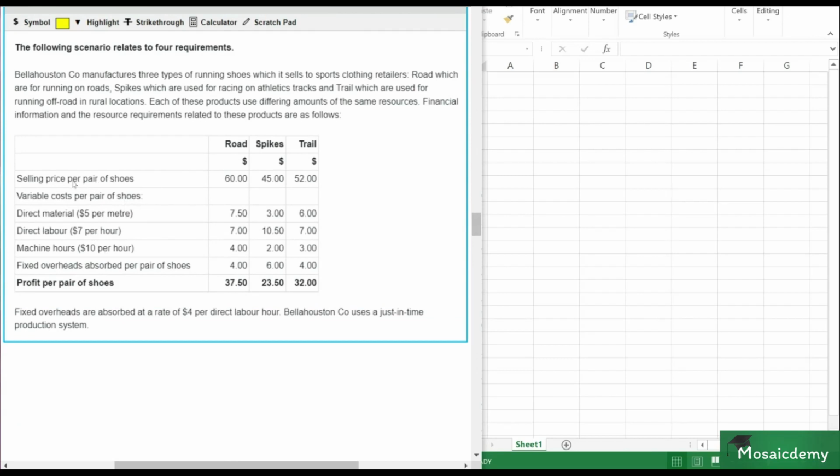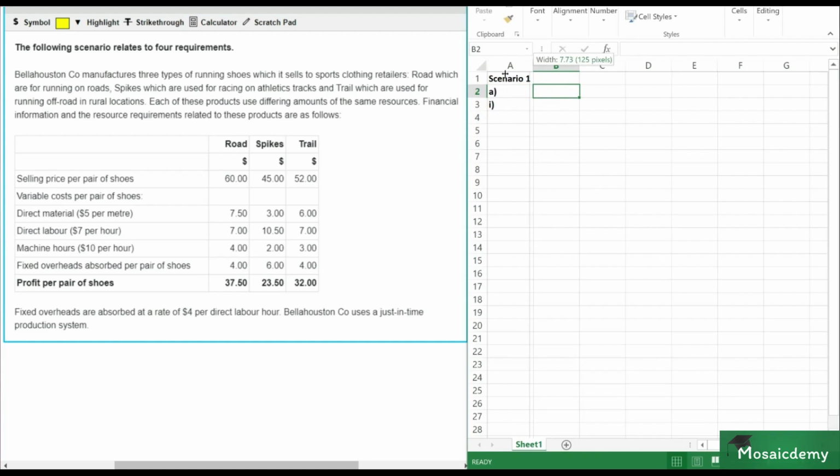Now from the table it says selling price per pair of shoes. So this table is for one pair of shoes, not one individual unit. Okay, so let's write down our answer in our table. First we always label our answer, so this is scenario 1, and this is going to be part A, part 1. Please remember, whenever there's multiple parts given like A1, A2, remember to label 1 and 2 separately so that the marker knows where your answer for one part starts and where it ends.